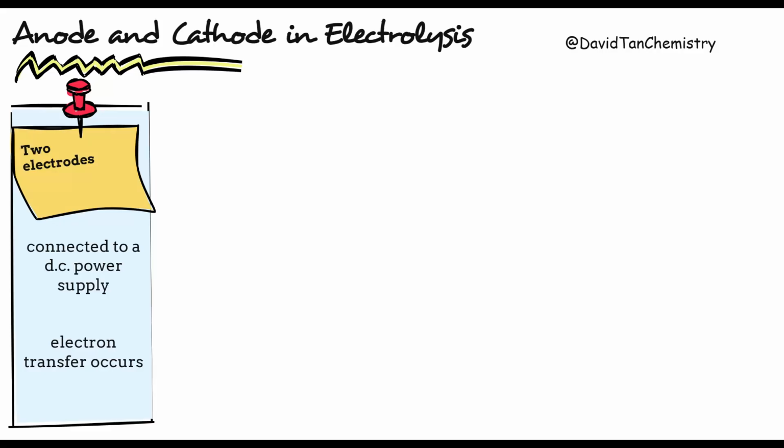An electrolytic cell contains two electrodes connected to a DC power supply. The electrodes conduct electrons between the power supply and the electrolyte. They also provide surfaces where particles can gain or lose electrons. The electrode connected to the positive terminal is called the anode. The electrode connected to the negative terminal is called the cathode. These positive and negative signs apply specifically to electrolysis.